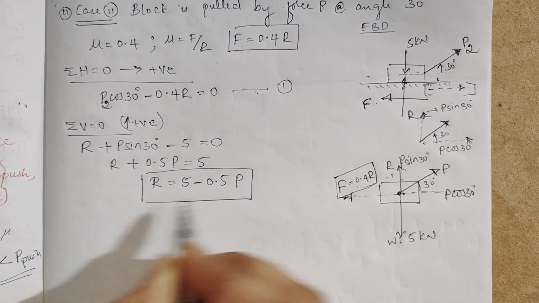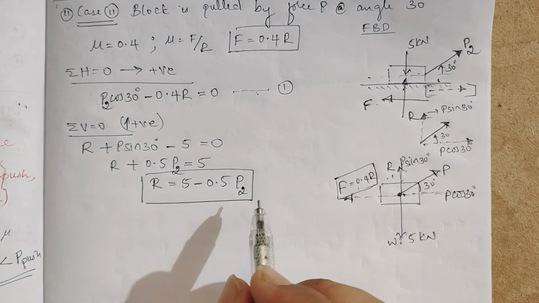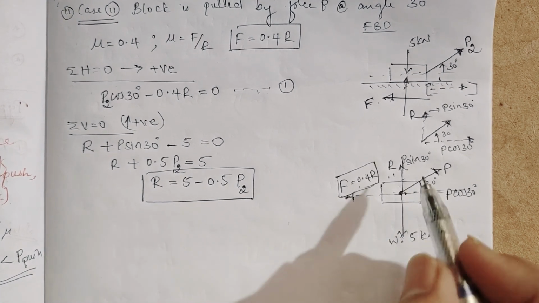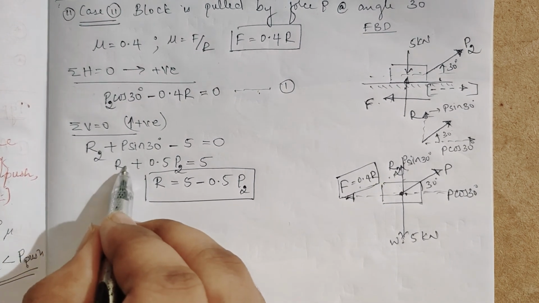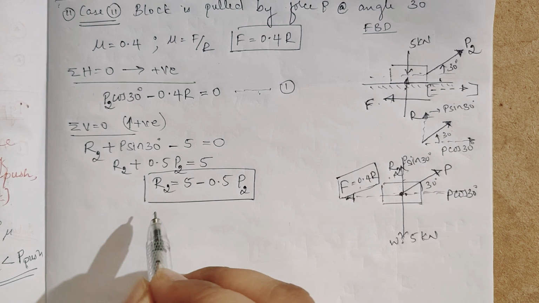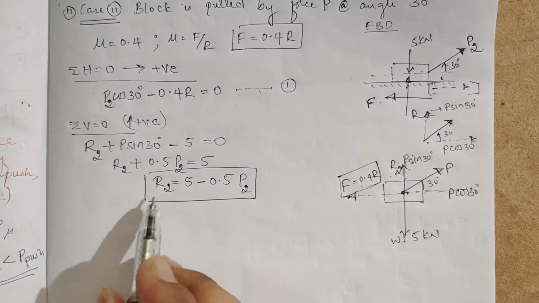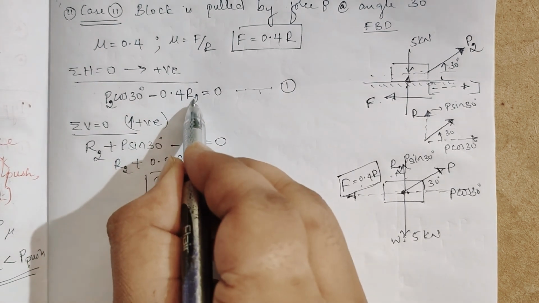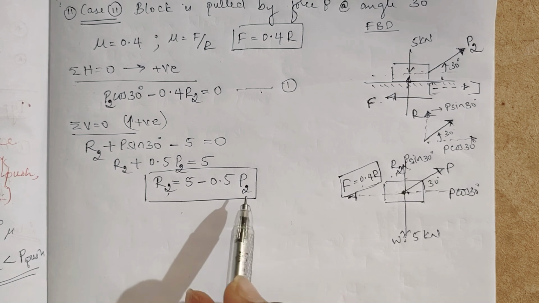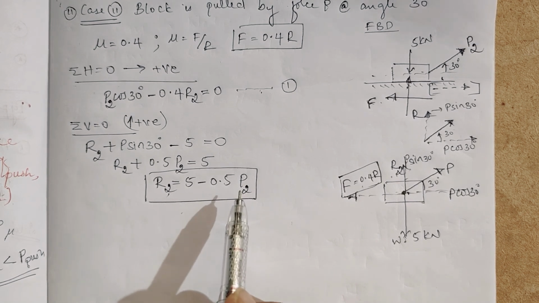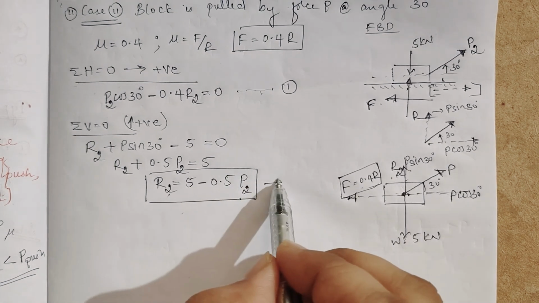I'll take this P as P2, because it is the second case, and also I'll take this R as R2, because second case. There is no change in value, it is just the second case, and this reaction is due to the force P2. So R2 is equal to 5 minus 0.5 into P2. Now I'll substitute this in equation number 1. Let this be equation number 2.